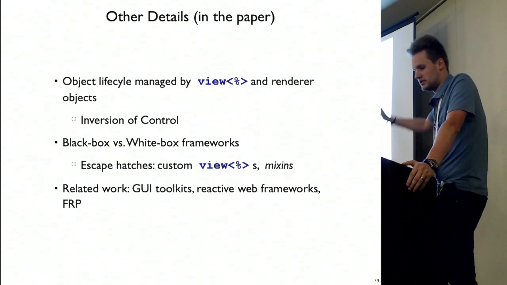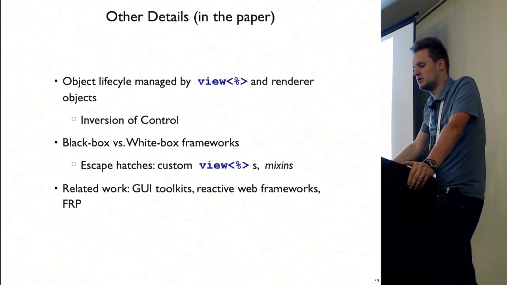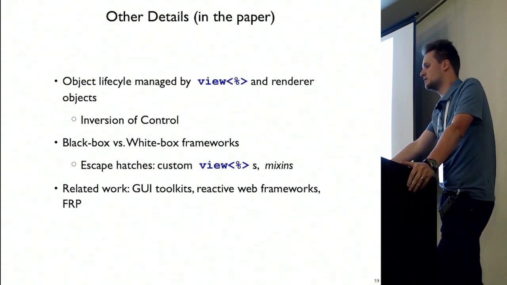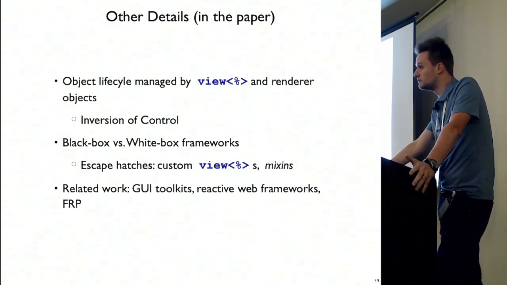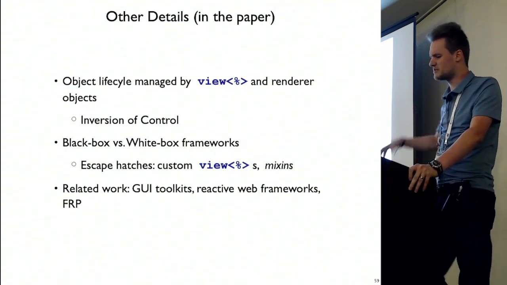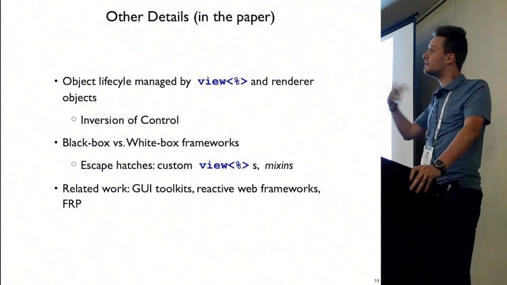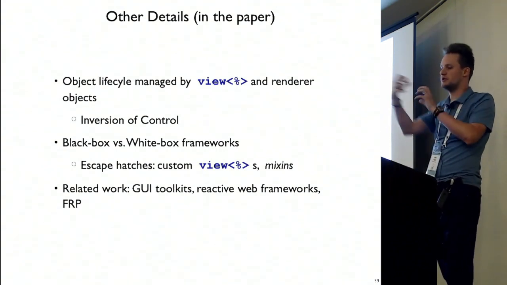One of my favorite bits is that we talk about black box versus white box frameworks. In this discussion, a white box framework is very transparent, so you need to know all the details in order to be able to put the pieces together. Whereas a black box framework hides a lot of details from you, but the trade-off is that those pieces are much easier to glue together.